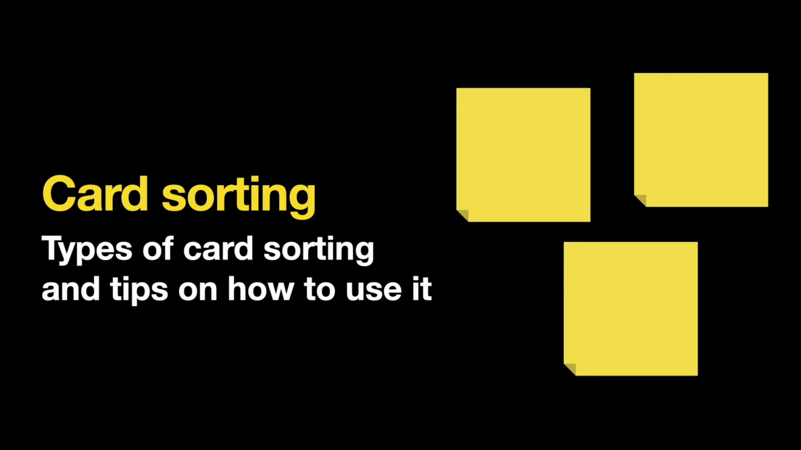Card sorting is a user research method primarily used by information architects and user experience designers. This technique can help uncover how target users think about an information space. In this video, I want to discuss how to run card sorting and share best practices for this exercise.